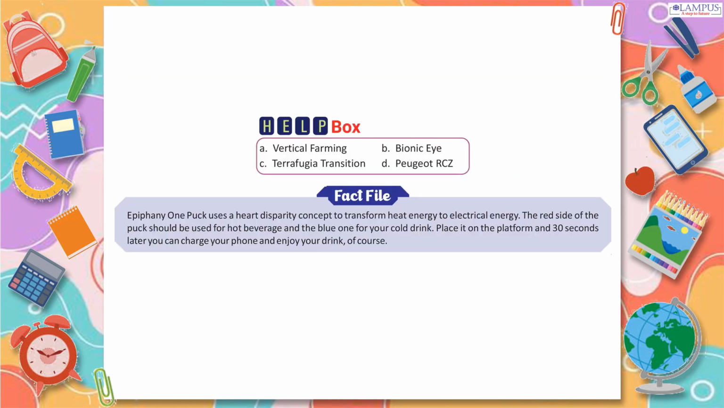4. Health box. A. Vertical farming. B. Bionic eye. C. Terrafugia Transition. D. Peugeot RCZ. Fact file.